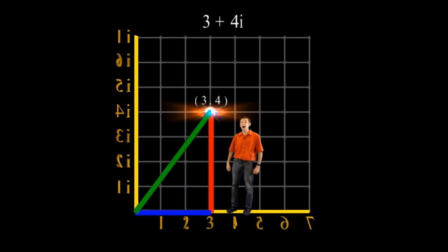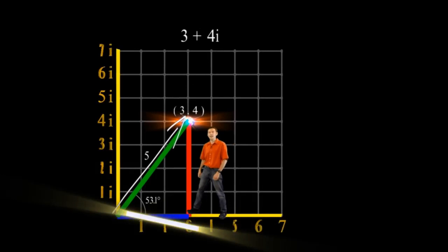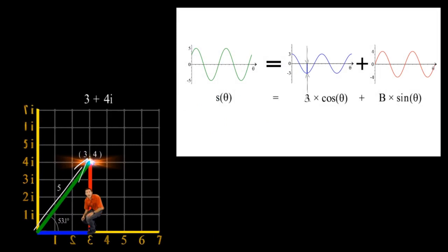Alternatively, I could set off at an angle of about 53.1 degrees, which I calculated using the inverse tangent rule, and walking 5 units along its hypotenuse, which I calculated using Pythagoras' theorem. Now, the base of the triangle represents the amplitude A of the cosine wave, and the height of the triangle represents the amplitude B of the sine wave.